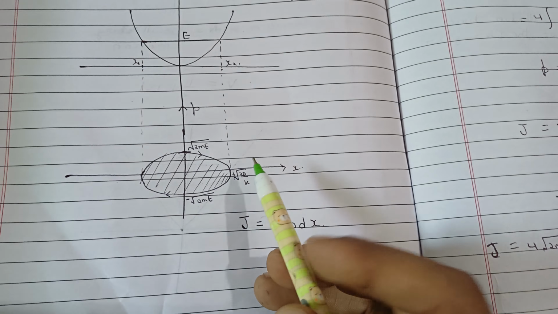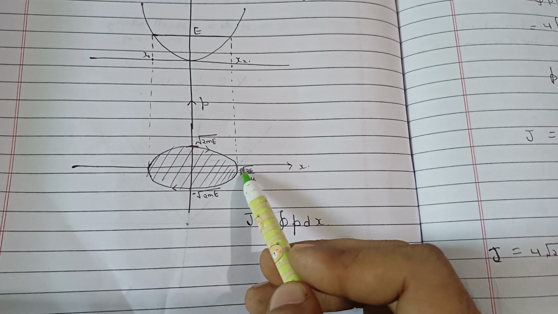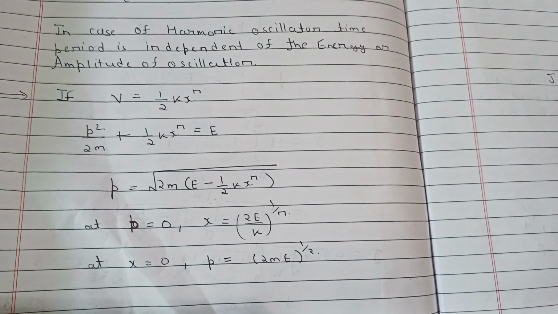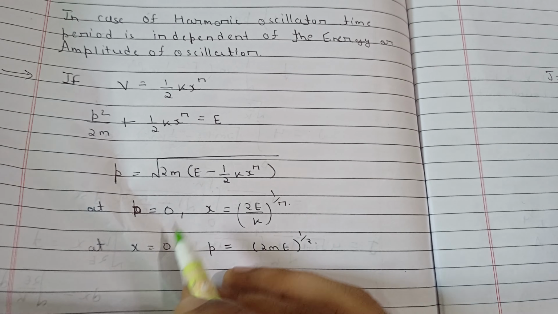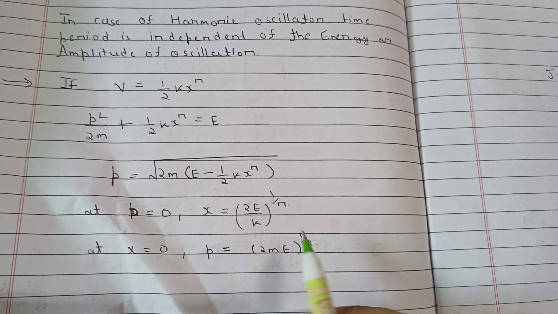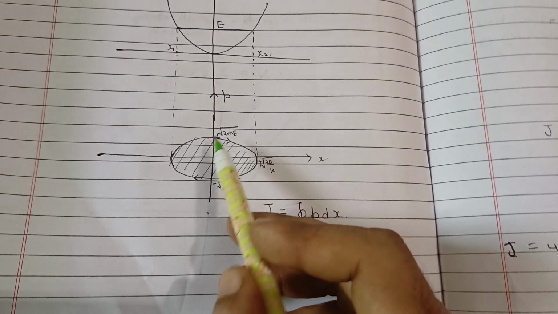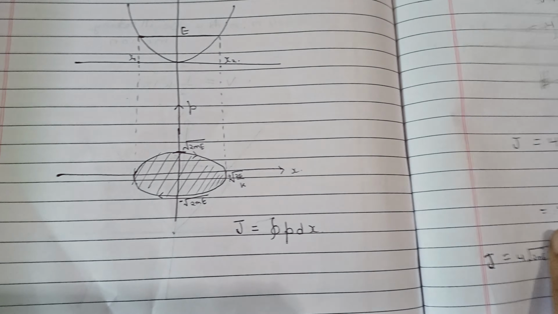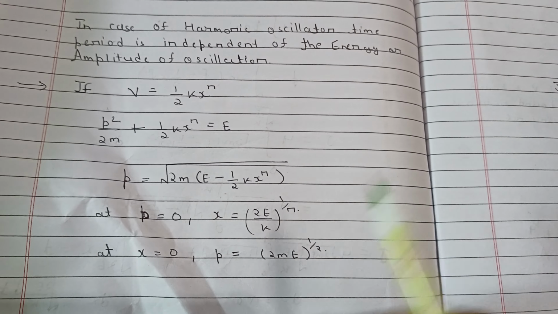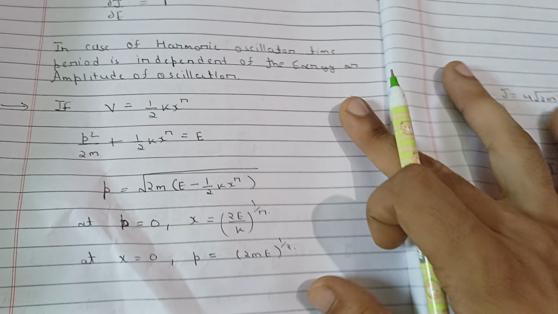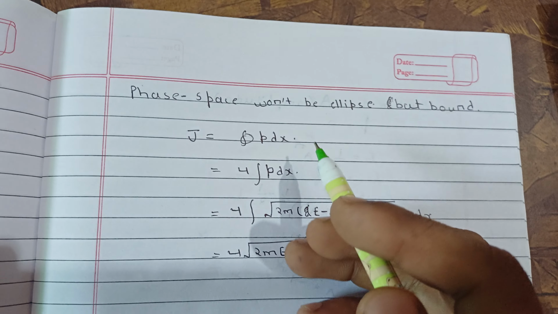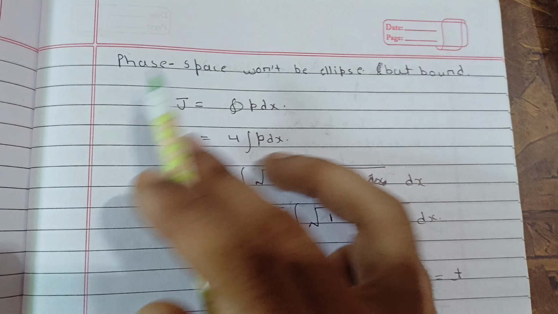So again, if you substitute these values, for p equal to 0 you will get x equal to (2E/k)^(1/n). So p equal to 0 means it will be here, so this value will be (2E/k)^(1/n), and for x equal to 0, p will be (2mE)^(1/2). So it will remain the same, but the x value will be changed. So now you will again find the area of this first quadrant, and the limit will be 0 to that value for the general case, and multiply with 4 will give you the total area, that is J, action and angle variable.